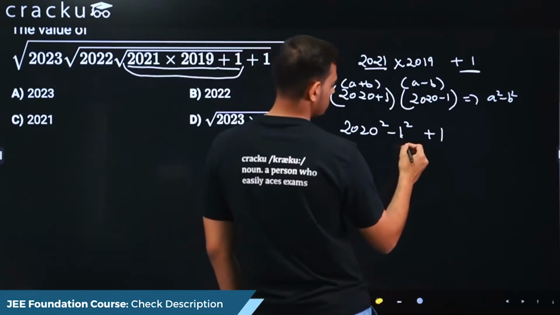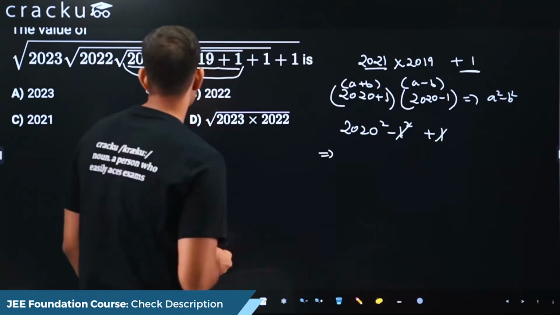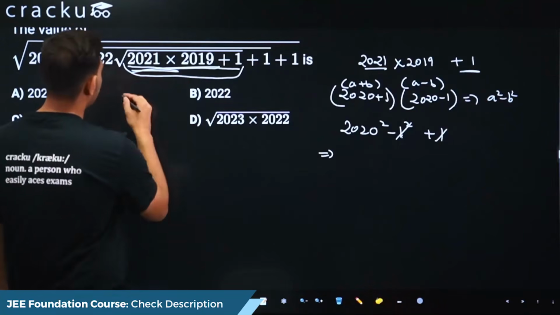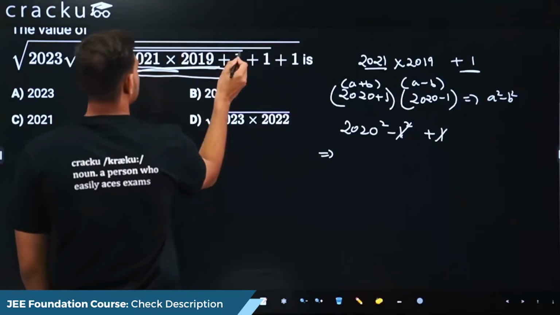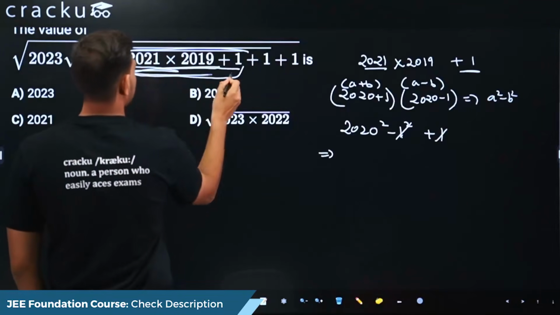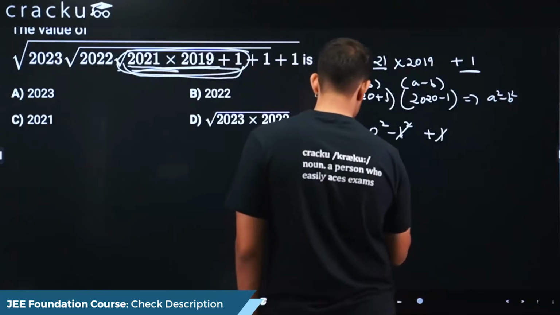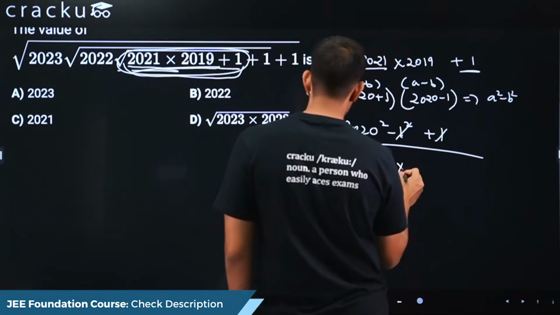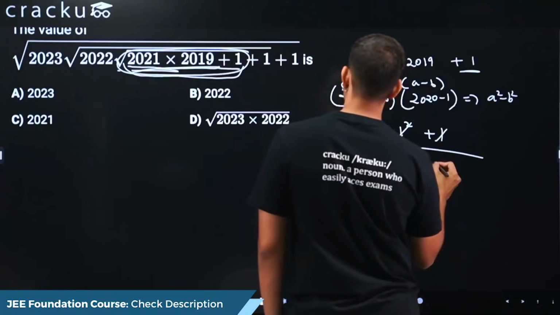Square of 1 is 1. This and this will cancel out. I will get this value to be the square of 2020. And if I underroot it, I will get 2020 directly. So this will be 2020. Okay, then we have another term, that is root 2022 multiplied by this term, which is 2020 plus 1.